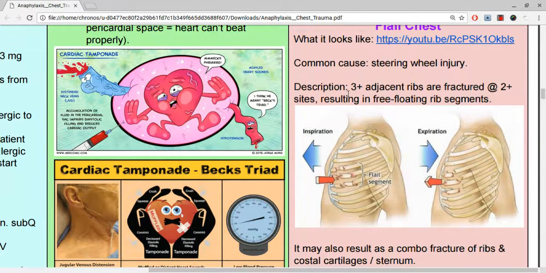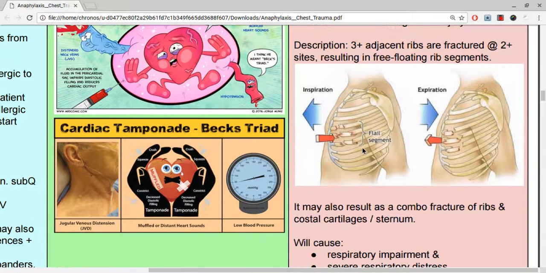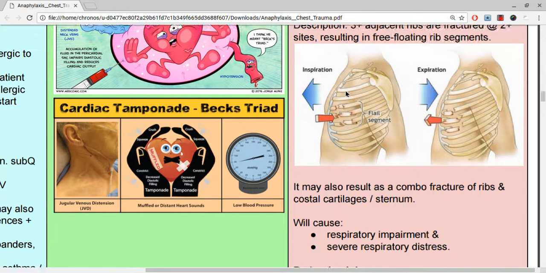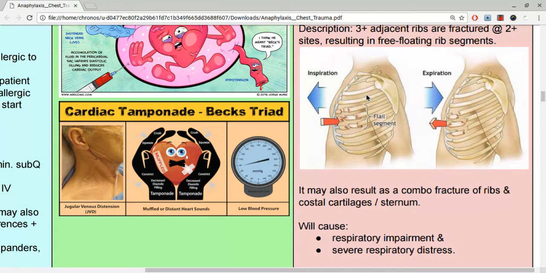You get a flail chest when 3 or more ribs are fractured at 2 or more sites, resulting in free-floating rib segments. And here's a visual on that. 3 ribs are broken, and that's resulting in a flail chest. And it may also result as a combo fracture of ribs and costal cartilages or the sternum. So maybe it's not just the bones that are messed up. Maybe it's the cartilage or the sternum as well.